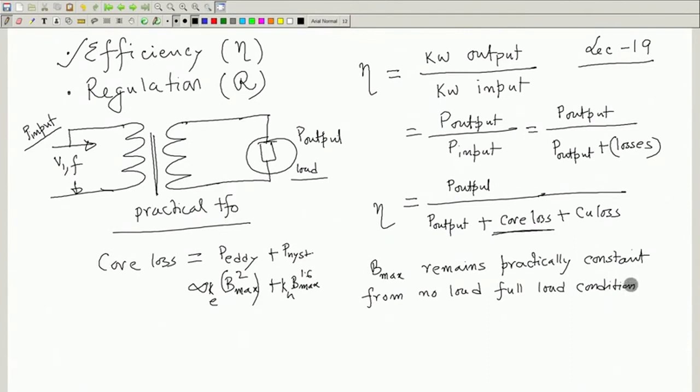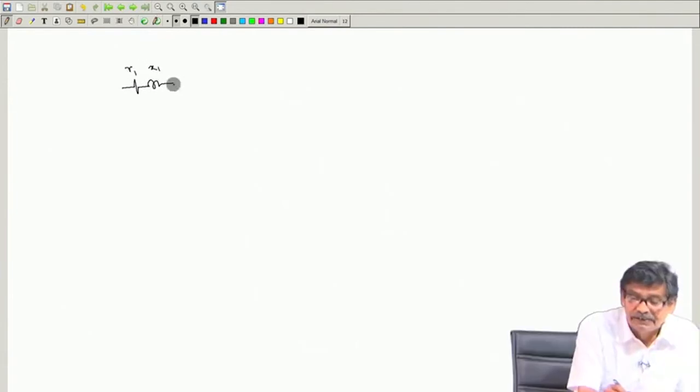Core loss remains constant, because the drop in R1 X1 is little, which means the value of the induced voltage in the ideal transformer may not be equal to V1. Recall the exact equivalent circuit of the transformer. What is the exact equivalent circuit of the transformer? Let me go to the next page. The exact equivalent circuit is R1, X1, then this parallel branch.